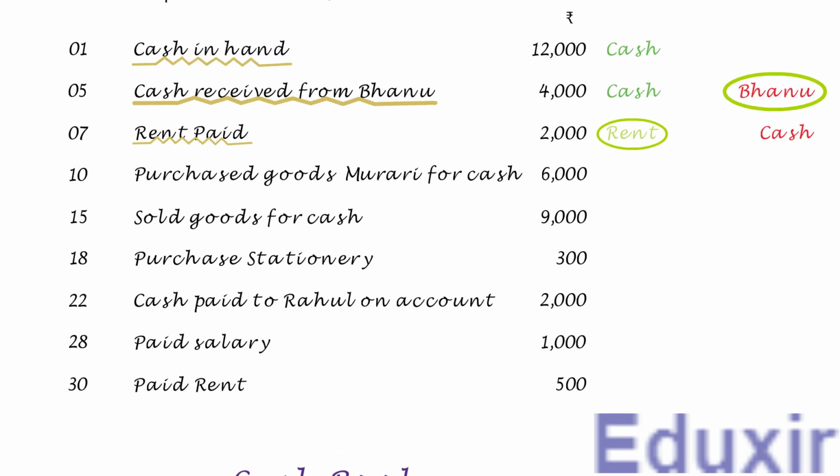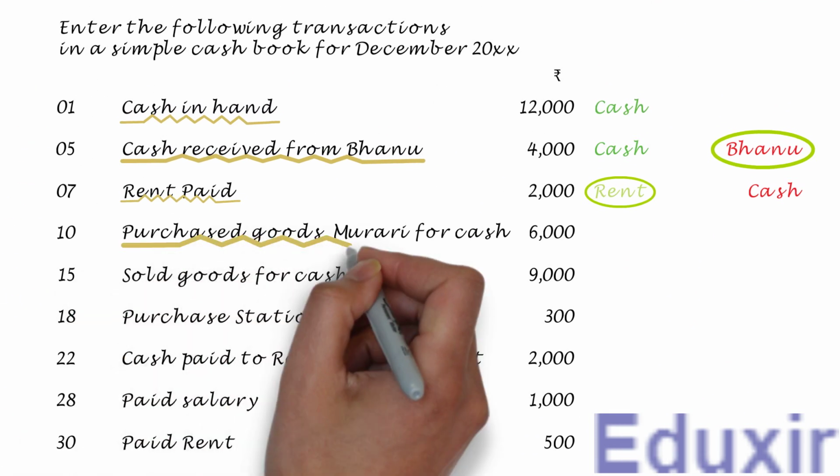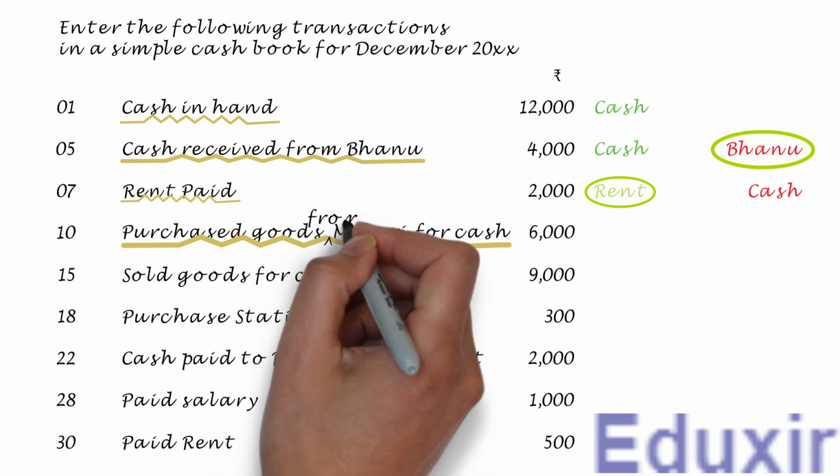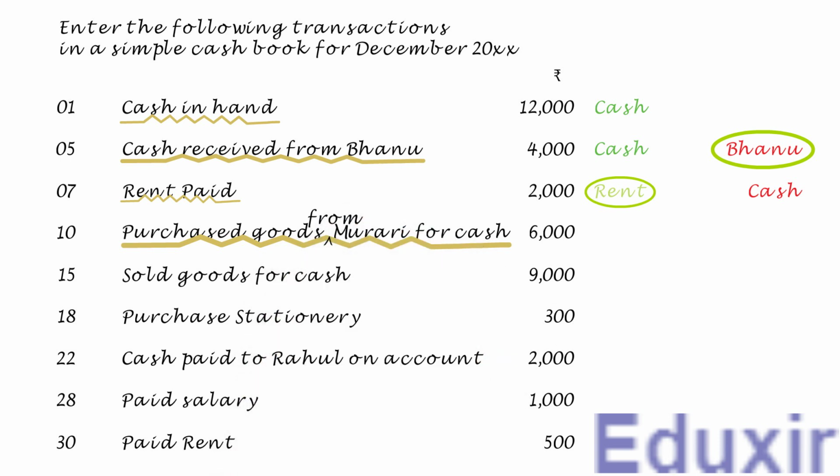In this transaction, the business has purchased goods worth of 6,000 rupees from Murari. Let me correct this sentence. Let me include from here. Now it's good. Anyway, coming back to our problem, it is specifically mentioned that the purchases are made for cash. So this is a cash transaction.